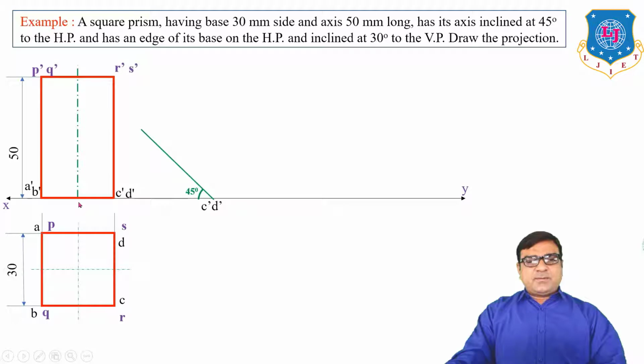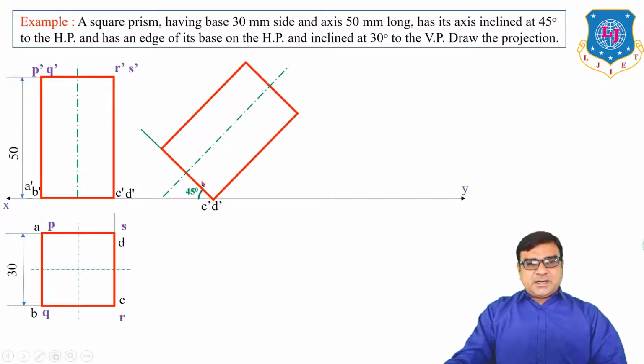So you start from base A dash D dash by keeping one edge C dash D dash in HP. This is the base and this is the axis, and draw this rectangle front view here in such a way that this length must be A dash D dash. This angle is 45 degree. This is the midpoint of this line, and insert all A dash B dash and P dash Q dash R dash S dash. This is the front view and the axis is inclined 45 degree.